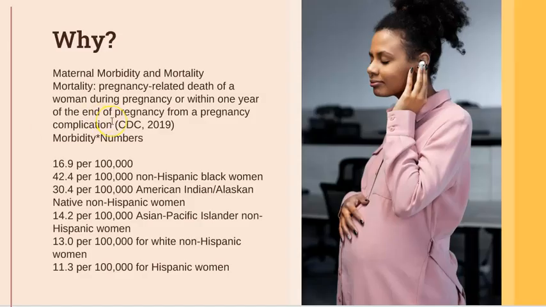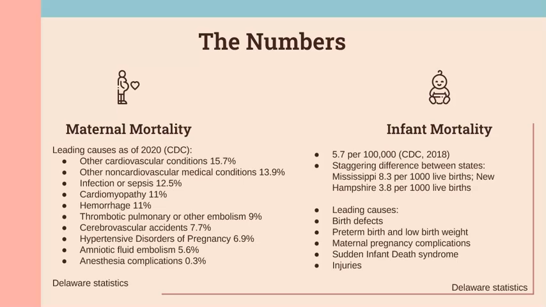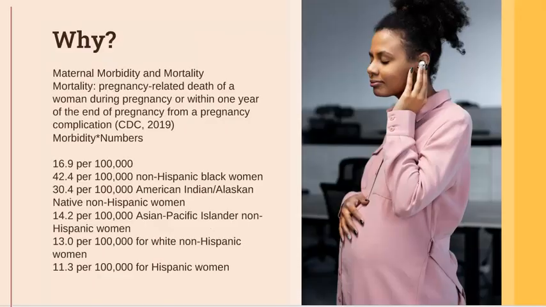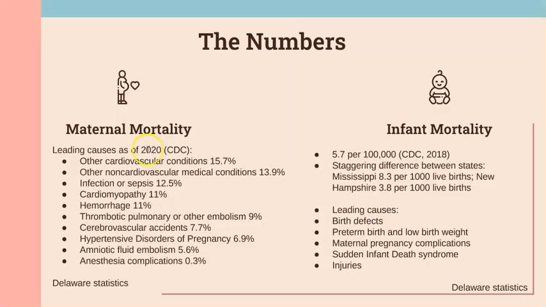We're going to look at the numbers of maternal morbidity and mortality in our country, and then we'll also talk a little bit about the Delaware statistics. So for maternal mortality, which is deaths, again, just to go back, it's a pregnancy-related death of a woman during pregnancy or within 1 year of the end of pregnancy. So leading causes as of 2020, according to the CDC, are cardiovascular conditions, infections or sepsis, cardiomyopathy, hemorrhage, cerebral vascular accidents, and hypertensive disorders of pregnancy, which we talk about in this class.